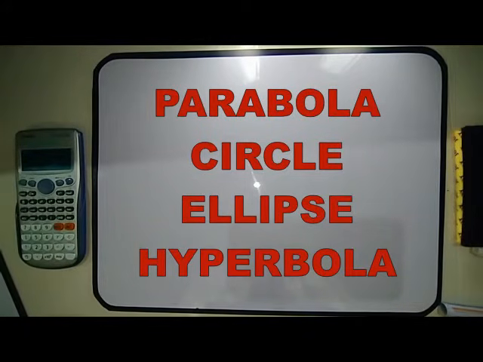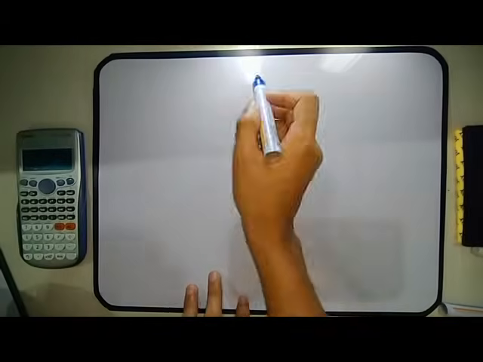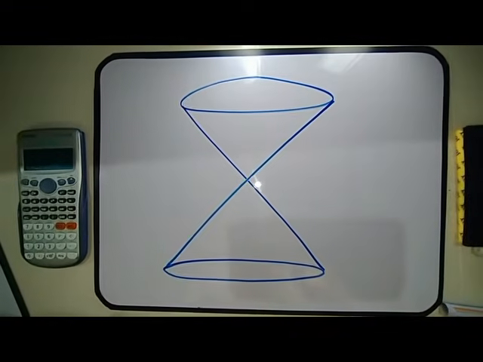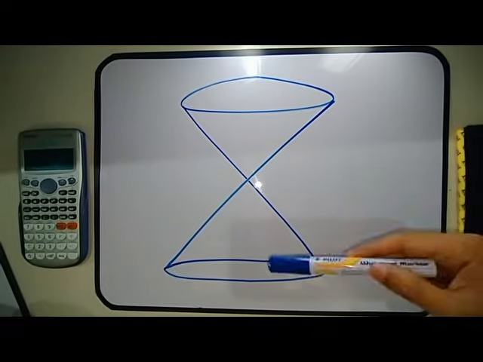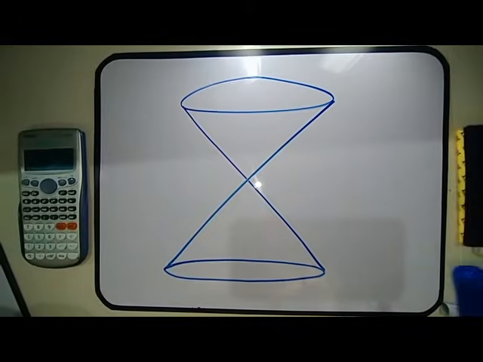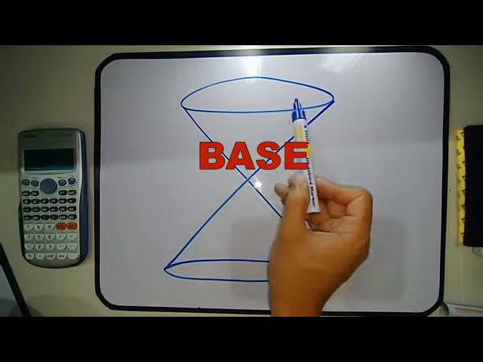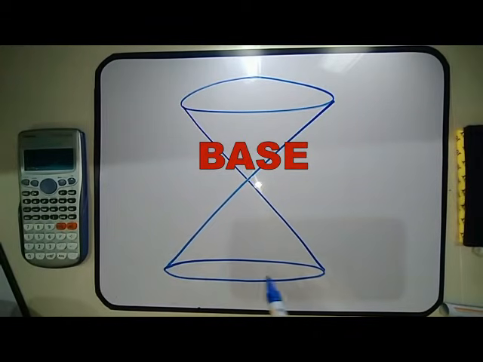So mag-start na lang muna tayo guys sa parabola. For example guys, meron tayo ditong cone na parang mirror siya. So mirrored na cone. So yung inverted cone natin guys, meron siyang tatlong parts. Yung first part natin is yung base. Ito yung base niya, yung top. Nandito kung mirror mo yung bottom.